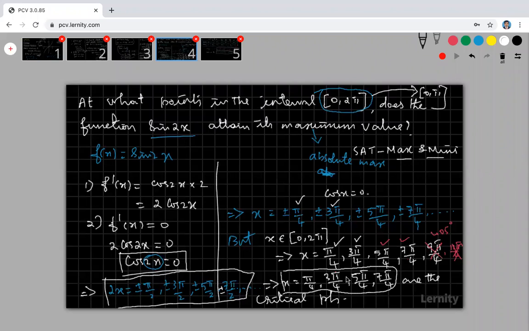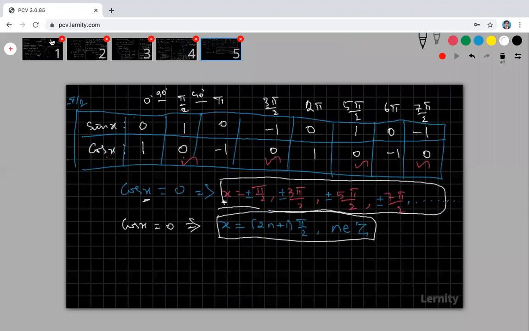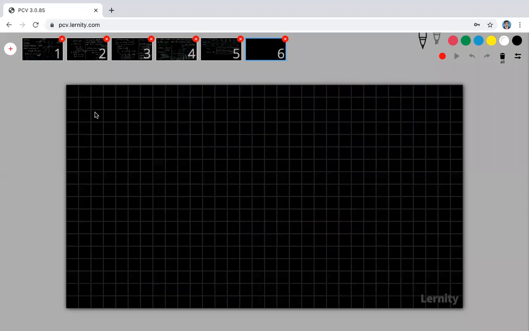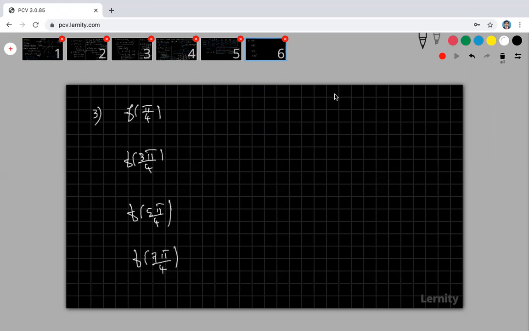But here I have 4 values. Now, what is my maximum, minimum, absolute maximum and absolute minimum? What is my third step? Find f of pi by 4, find f of 3 pi by 4, f of 5 pi by 4, and f of 7 pi by 4. Find all the values of f of x at the critical points. Also find f at the endpoints of the interval.